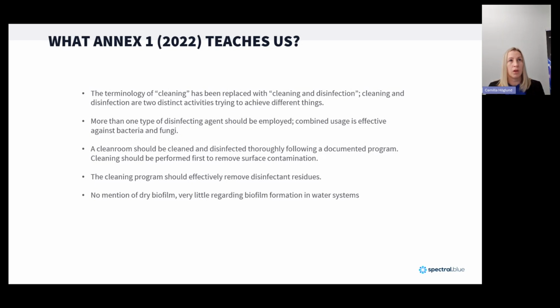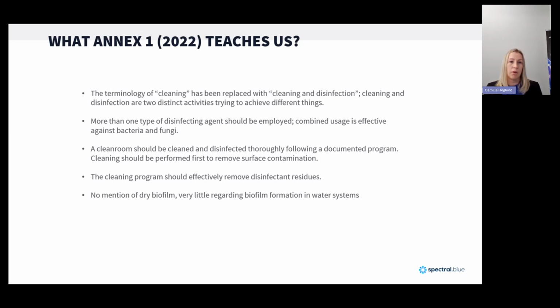And some of the things from Annex 1 that I want to highlight and perhaps emphasize is, well, first of all, when Annex 1 was updated in 2022, they replaced the terminology of cleaning with cleaning and disinfection. They are trying to really highlight and separate that cleaning and disinfection should be two different, distinctive activities, and you try to achieve different things with cleaning and with disinfection.